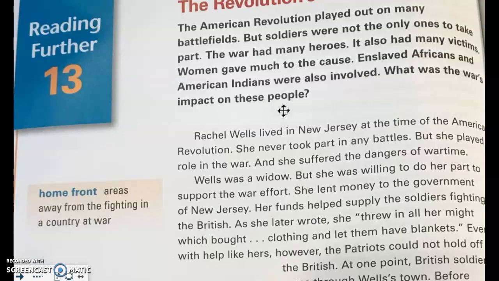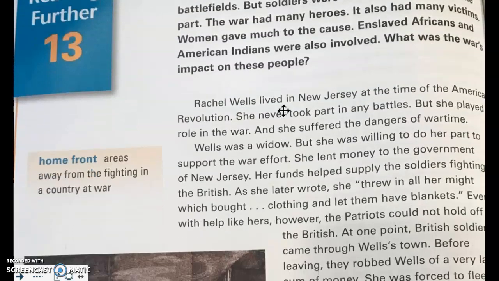So, in chapter 13, we have the Revolution's home front. The American Revolution played out on many battlefields, but soldiers were not the only ones to take part. The war had many heroes. It also had many victims. Women gave much to the cause. Enslaved Africans and American Indians were also involved. What was the war's impact on these people?